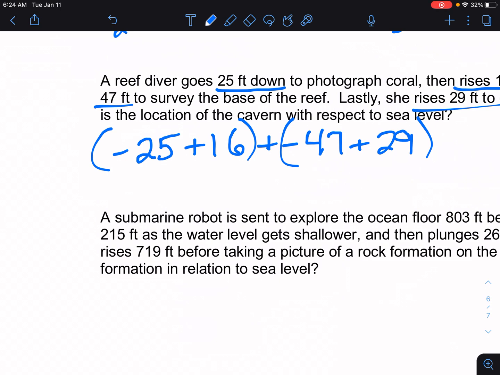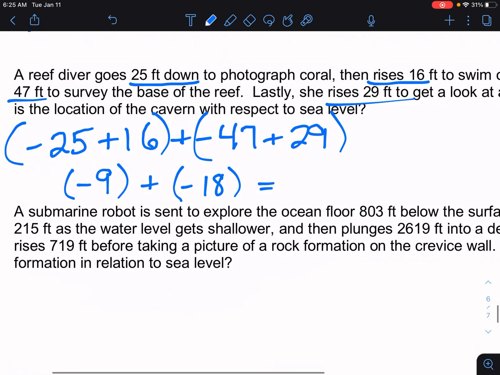So for the first one, opposite signs, we subtract the numbers, keep the sign of the larger. So 25 minus 16 is 9, and 25 is larger, so negative 9. Then for my second parentheses, same idea, 47 minus 29 is 18. 47 is larger, so negative 18. And now we should be ready to add these final two numbers. Negative 9 plus negative 18 is negative 27.